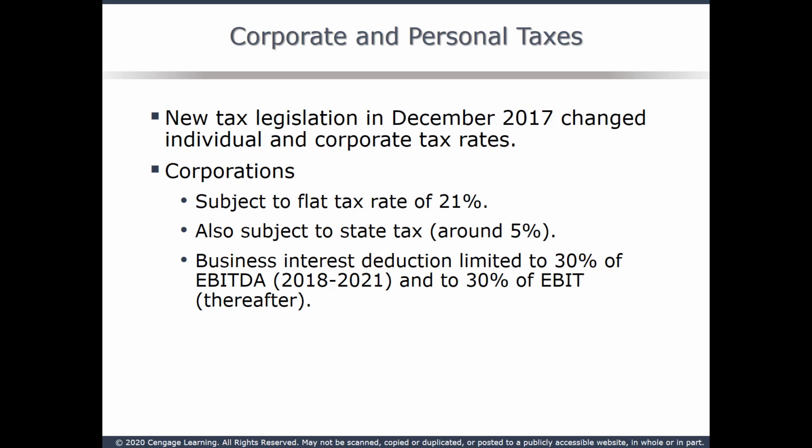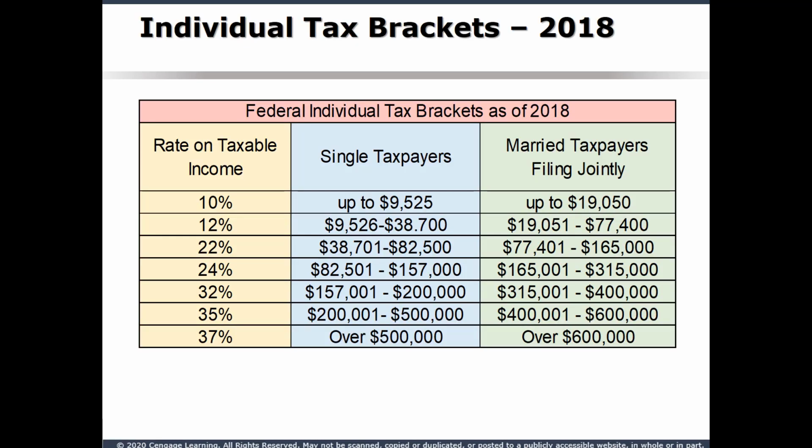Business interest deductions were modified as well, with a limit of 30% of EBITDA through 2021 and then 30% of EBIT thereafter. While the personal rates were lowered, which we'll see on the next slide, the reduction in the corporate rate was much more dramatic. For individuals, rates begin at 10% and rise to 37% for single individuals with income over $500,000, married couples filing jointly with income over $600,000.